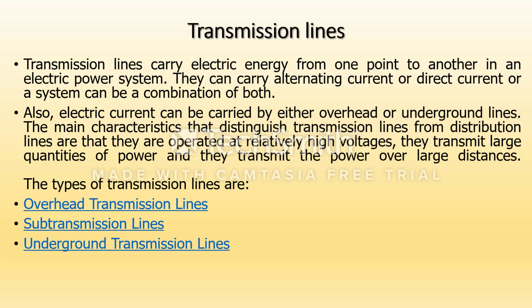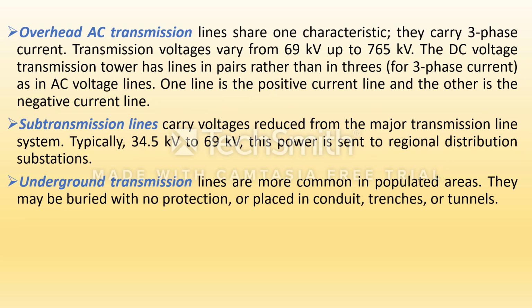We have three types: overhead, sub-transmission, and underground transmission lines. Let's talk about each type. Overhead transmission lines share one characteristic: they carry three-phase current. The DC voltage transmission tower has lines in pairs where one line is positive current line while the other is negative current line. Sub-transmission lines carry voltages reduced from the major transmission line system.